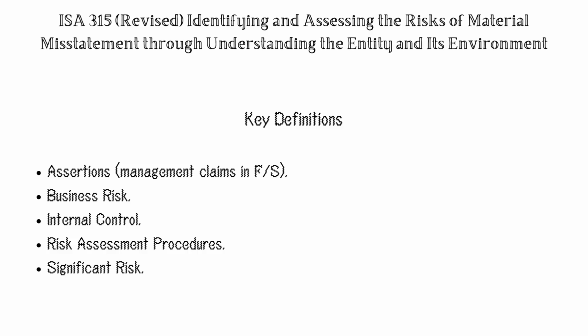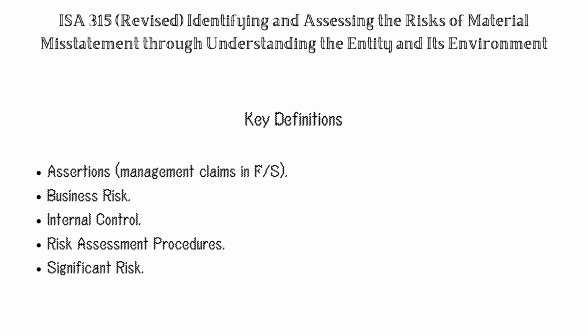ISA 315 introduces a few important definitions. Let's break them down. Number one is assertions. These are the claims or representations made by management in the financial statements. For example, when inventory is reported at 1 million, management is asserting that this inventory exists and is owned by the company and is valued correctly.